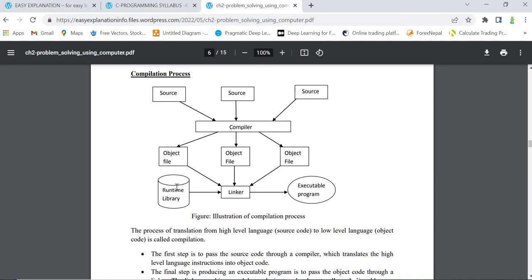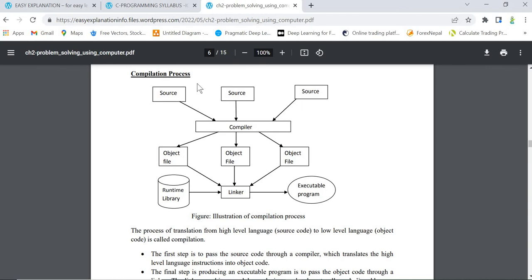If you have used any library in your code, that is linked with this object file using the linker, and finally this linker will produce the executable program. Okay, so this is our final machine code. So an executable program is nothing but a combination of the object file and the runtime library. Fine. So this is a very important question.